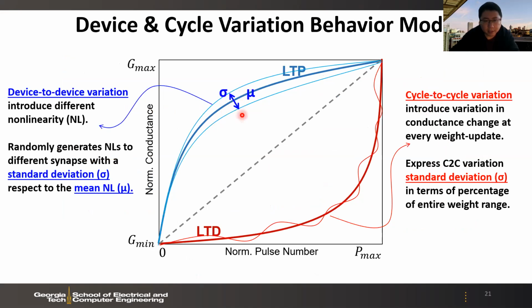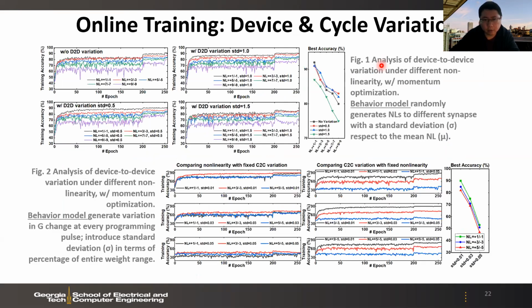So besides the nonlinearity, there could be device-to-device variation or cycle-to-cycle variation. So the training curve will deviate from its ideal curve. So here we'll also evaluate that. I'll skip the traces here. Basically, the conclusion is that under the device-to-device variation, the training can still converge in most cases, and the degradation could be somehow tolerated by the neural network resilience by itself.